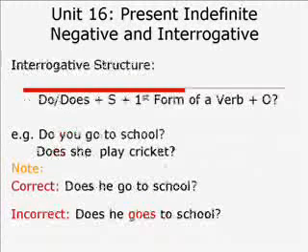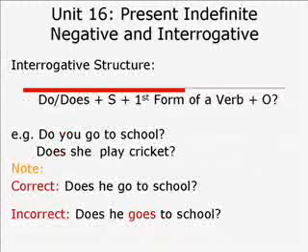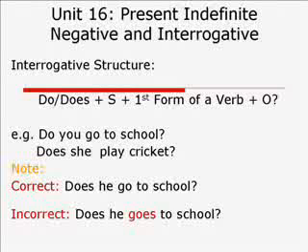Now we look at interrogative structure. The usual rule of making a sentence interrogative in English is to place the helping verbs before the subject, and the sentence turns into a question. In present indefinite tense or present simple tense, the helping verbs are do or does. That is why you can see the structure starts with do, does. I hope you remember when to use do and when to use does.